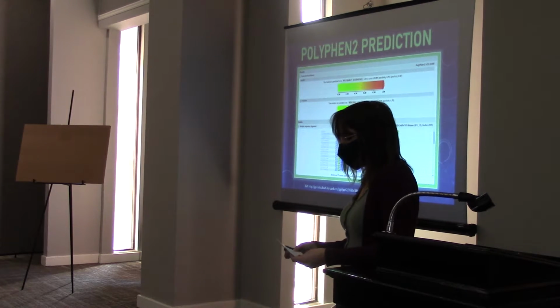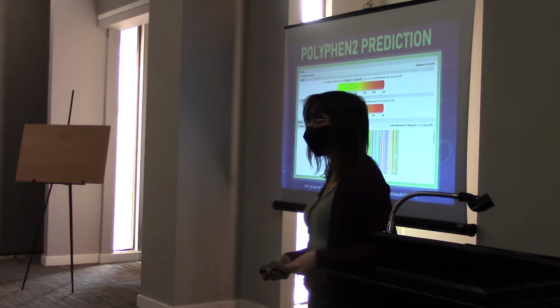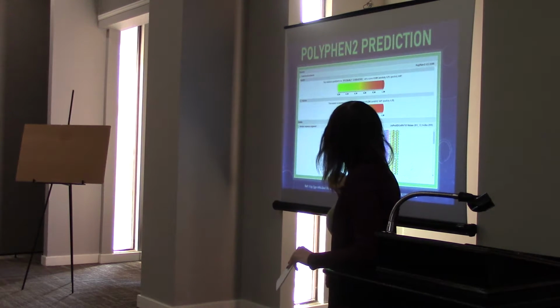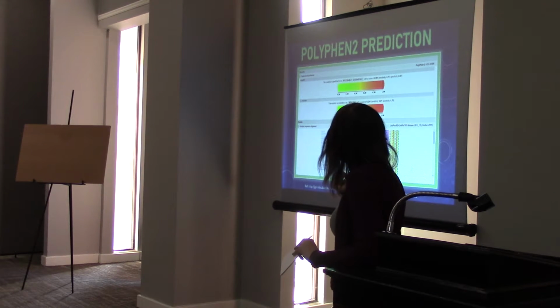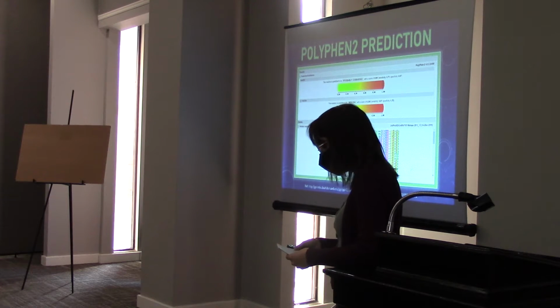PolyPhen-2 is a tool for the prediction of potential impact of single nucleotide polymorphisms on the structure and function of proteins. I have an interesting thing here where my HumDiv score indicates that this is a probably damaging variant, whereas my HumVar diverges and says benign. Here is a multiple sequence alignment generated by PolyPhen-2.